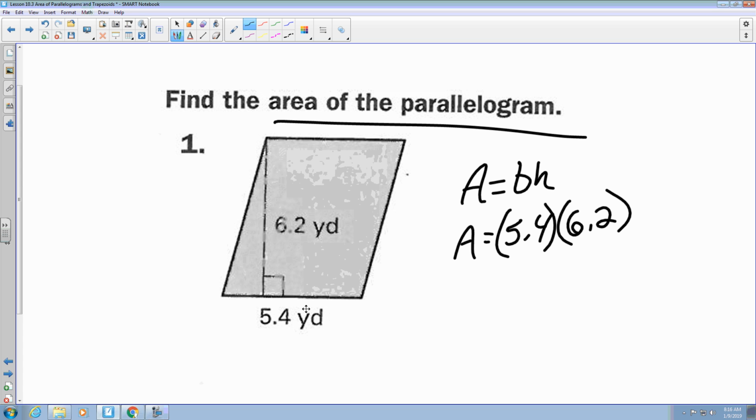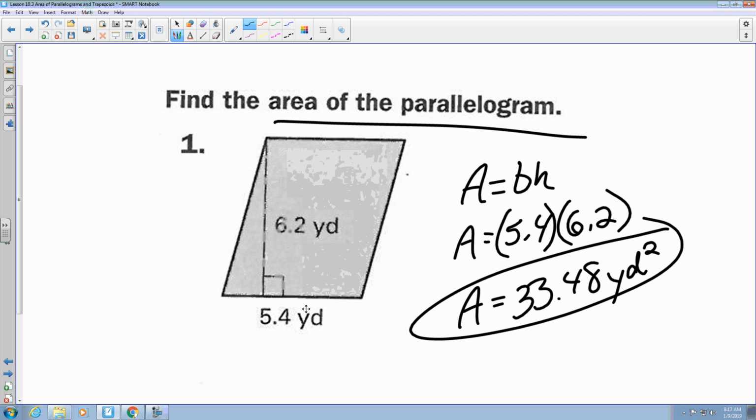So we just multiply those two together. 5.4 times 6.2 gives us a result in area of 33.48. And because we're dealing with area, it is square yards. So we have to put the little 2 on the top there.